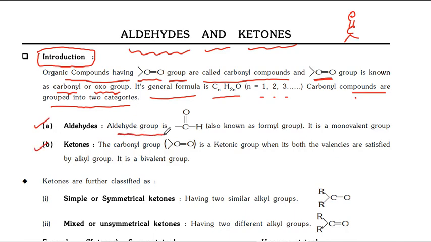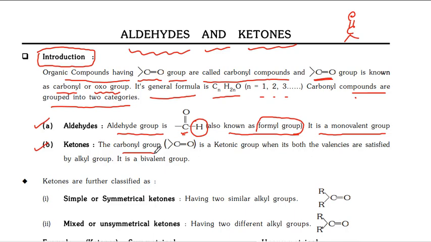The aldehyde group is C double bond OH. On one side, one hydrogen is compulsory, minimum one hydrogen. If more than one hydrogen, no problem. It is also known as the formyl group. This group is known as the formyl group. Formaldehyde, you know that formyl group. It is a monovalent group.